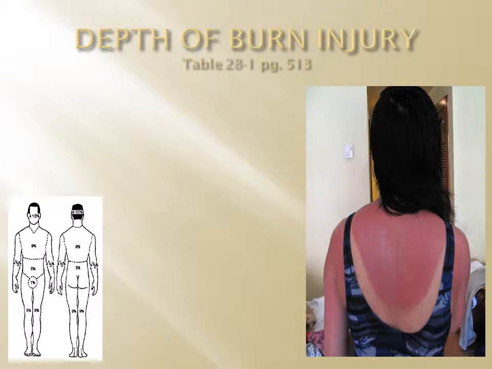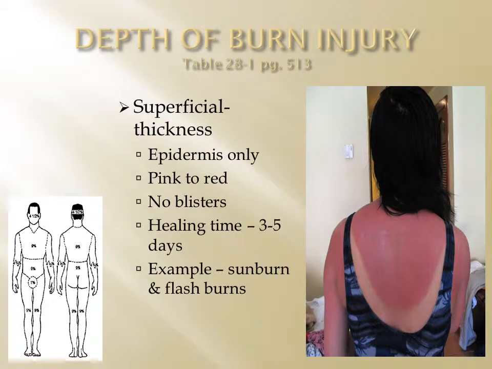Table 28-1 on page 513 of your textbook provides detailed information related to classification of burn depth. The severity of the burn is determined by how much of the body surface area is involved and the depth of the burn. We are now going to discuss the different depths of burn injury. Superficial thickness includes the epidermis only. It appears pink to red, has no blisters, can heal in 3 to 5 days, and some examples include sunburn or flash burns.